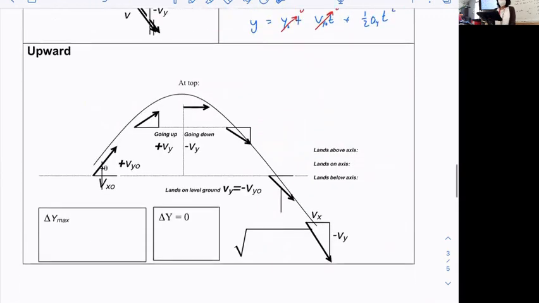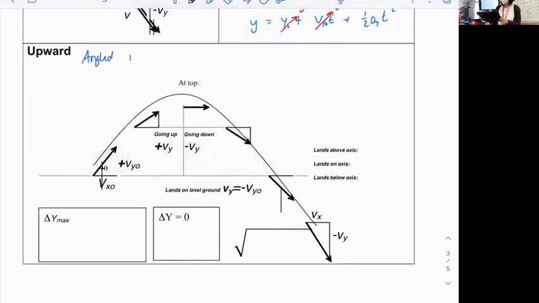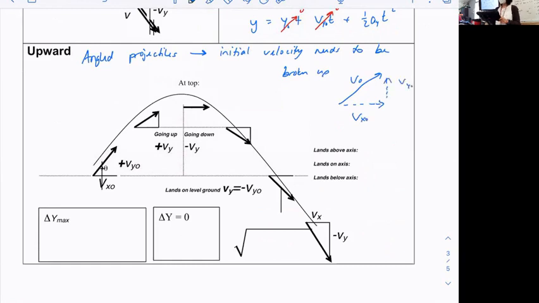If you have an angled projectile, the initial velocity needs to be broken up. So you have this v naught, v_x naught, v_y naught, at some angle. You are using just geometry, SOHCAHTOA, to figure out what the x and y velocities are. The equations don't simplify. They are the same kinematic equations. They don't simplify. Now you have a y velocity.